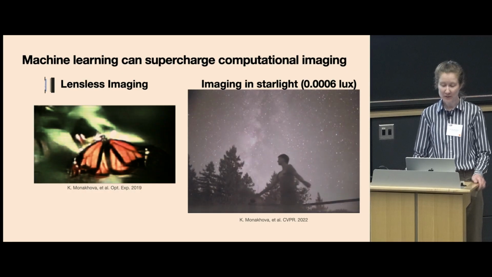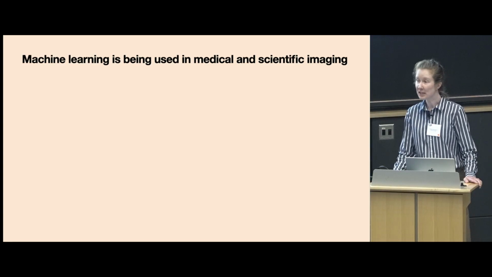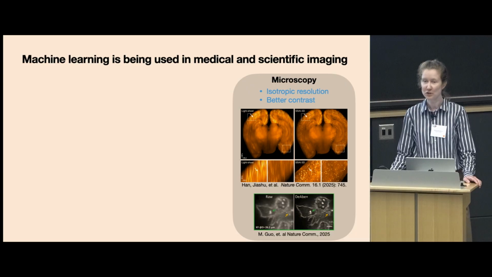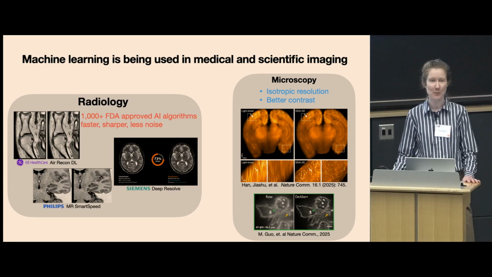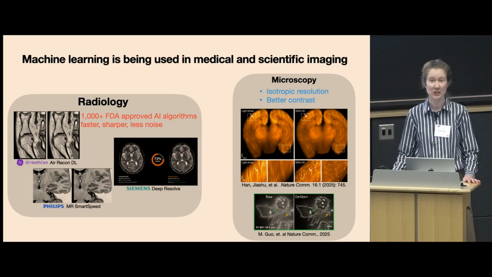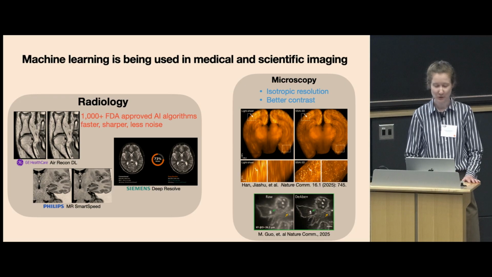And also, all of these techniques these days are being used in addition in scientific and medical imaging. So in microscopy, machine learning is being used to do deconvolution, to get better resolution, and to inform downstream scientific discoveries. And if you go to the doctor to get an MRI, there's actually a good chance that a machine learning-based algorithm will be used on you. There are actually 1,000 FDA-approved AI algorithms to make MRI faster, sharper, and less noisy.